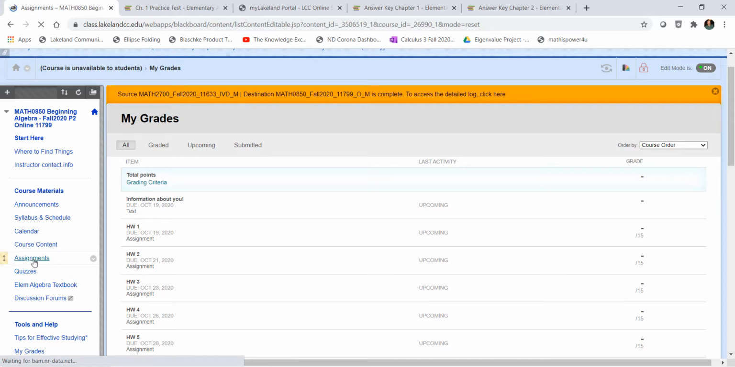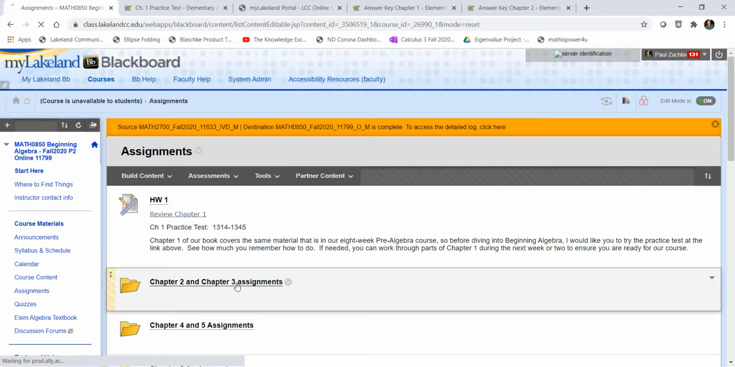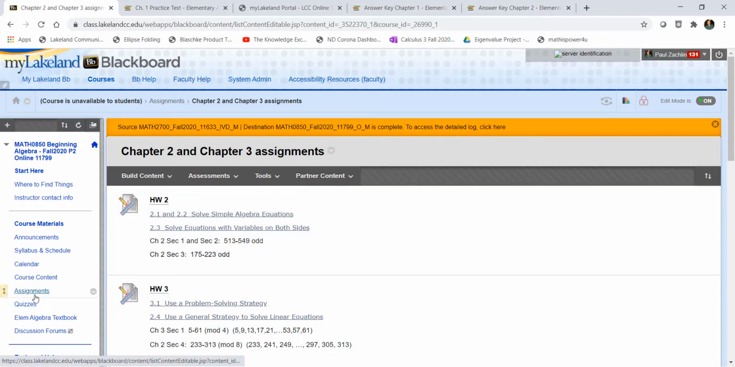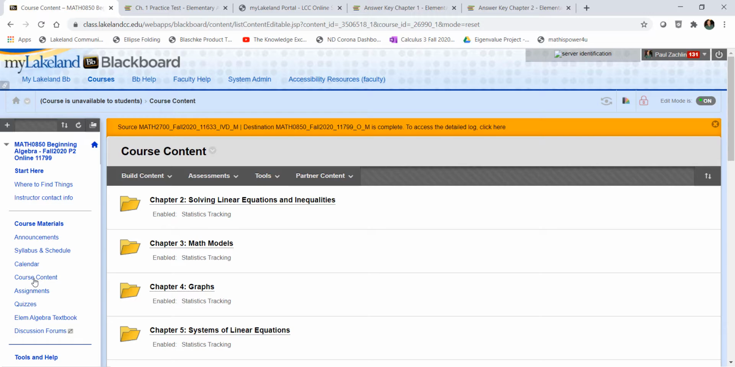So I think that should cover you as far as assignments. You'll have to click on the appropriate chapter. I have links and the assignment written there. Okay, now, how do you learn the material in order to do the assignments? My suggestion is using this course content button. So let me show you chapter 2.